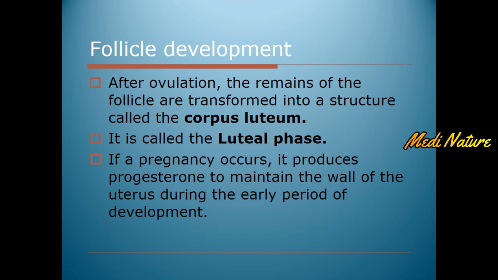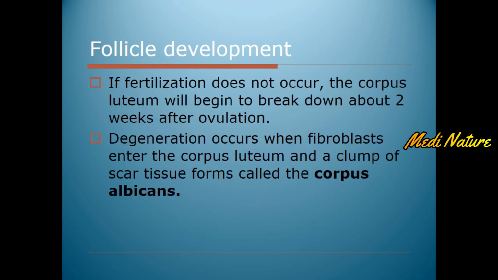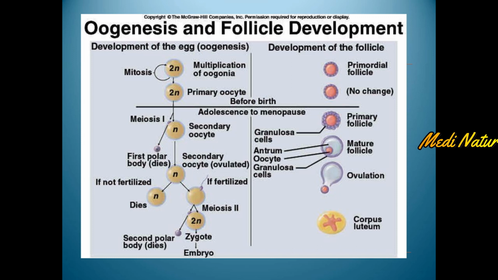If a pregnancy occurs, it produces progesterone in order to maintain the wall of the uterus during the early period of the development of the embryo. If there is no fertilization, then the corpus luteum starts to break down. This degeneration finally results in a clump of scar tissue called the corpus albicans. So this image gives you the idea of the process of oogenesis as well as follicle development. So go through it carefully and get an idea.